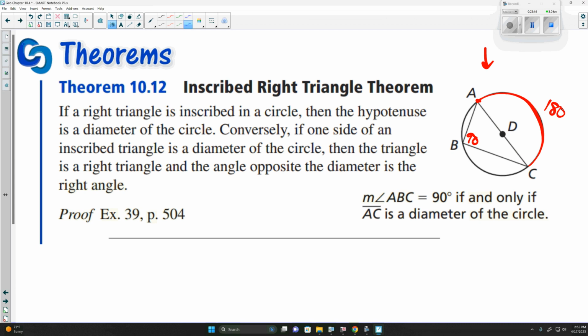So if it is a right triangle, that hypotenuse has to be the diameter. Or if it's connected to the diameter, we're saying that this arc is 180 degrees. This angle has to be 90. Because that's the only thing that we can have. If that is the diameter, AC, the bigger arc AC is 180. So angle B has to be 90. Do we kind of see how this works?